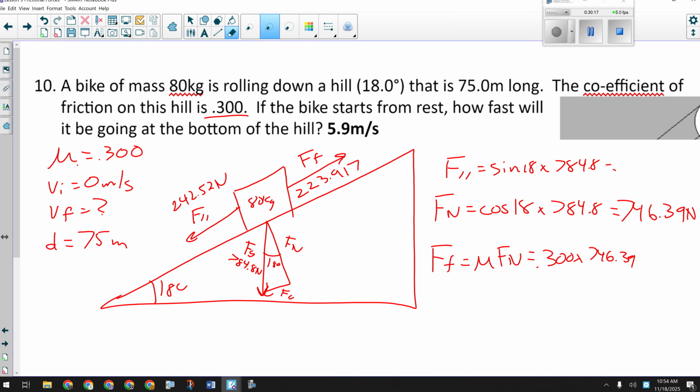Because if you're going down an 18-degree hill, that's actually a lot steeper than you think. Most roads are not going to be 18 degrees. That's really, really steep. So let's calculate our net force here. F net is the vector sum of all forces. We've already accounted for all the forces under the ramp, so we don't have to worry about those. It's just F parallel plus the force of friction, with force of friction being up the hill.